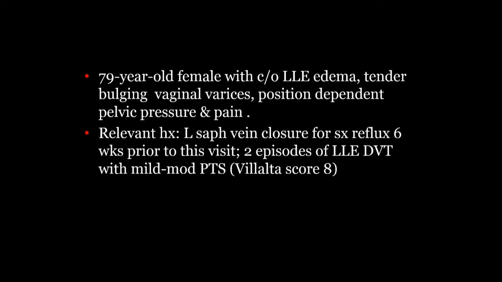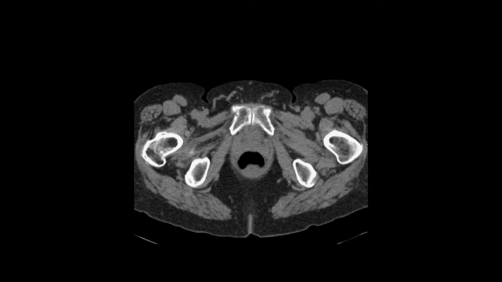Example: a 79-year-old female complaining of edema and tender, bulging vaginal varices. They were position dependent. The relevant history was that the left saphenous vein was closed 6 weeks prior to this study, and the patient has had DVTs in the past. As you can see on the CT scan, there are multiple vulvar varices and pelvic varices anteriorly. These are the symptomatic ones.